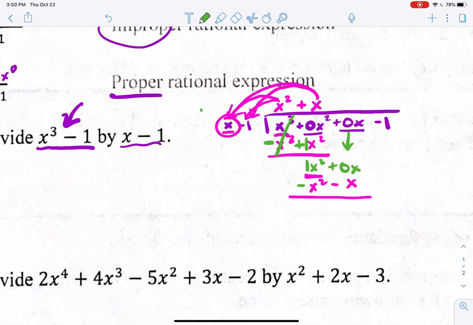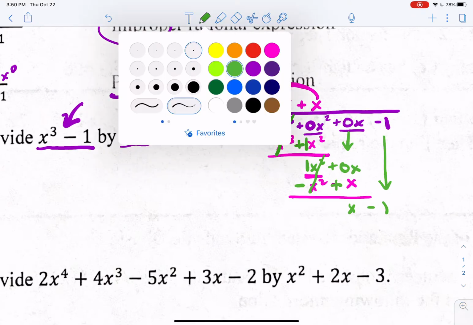Okay. All right, so now I have to flip my sign. So I switch this to a minus, this guy to a plus. That cancels that first part out, just like it did in the above step. And then I take 0x plus x, which is just an x, and then I drop my minus 1 down, minus 1.